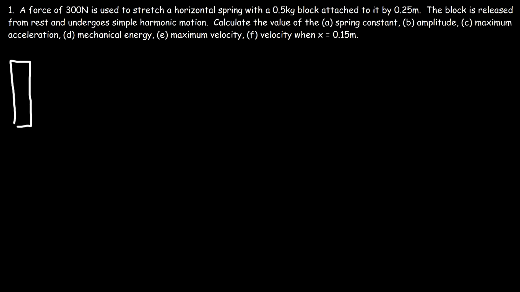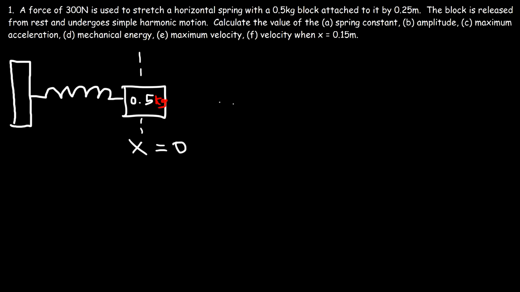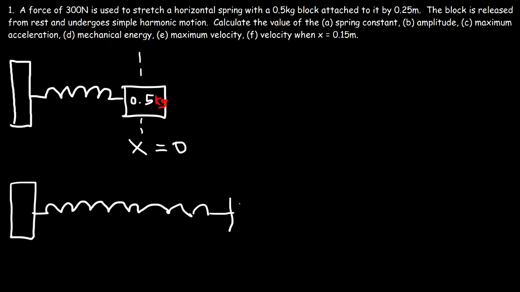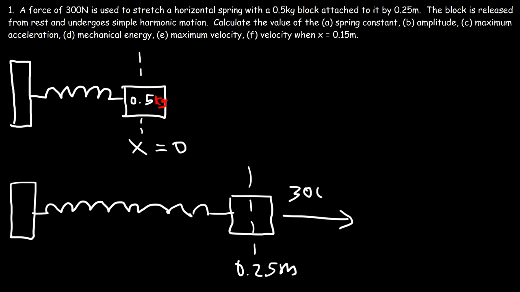So first, let's understand what's happening in this problem. So we have a spring with a 0.5 kilogram mass. And let's say it's at its natural length. So at this position, the displacement is zero. Now we're going to apply a force to stretch the spring. And let's say it's over here now. So at this position, it's at 0.25 meters. And to hold it at that position requires a force of 300 newtons.